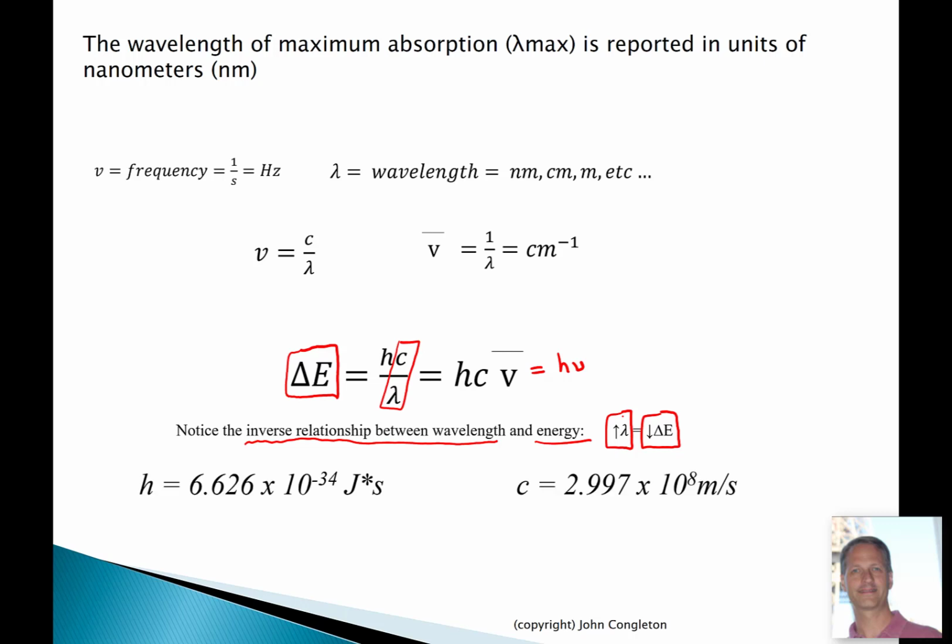Just so that we all have the same numbers and don't get caught up in sig fig issues for things like Mastering Chemistry, let's all use the Planck constant 6.626, and the speed of light we'll treat as 2.997 times 10 to the 8 meters per second.